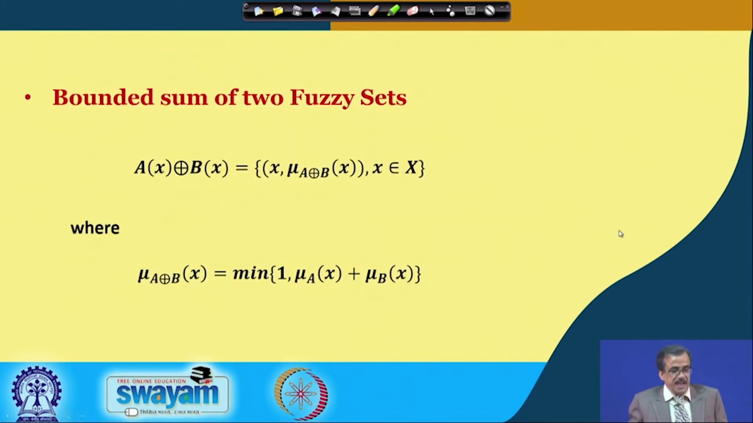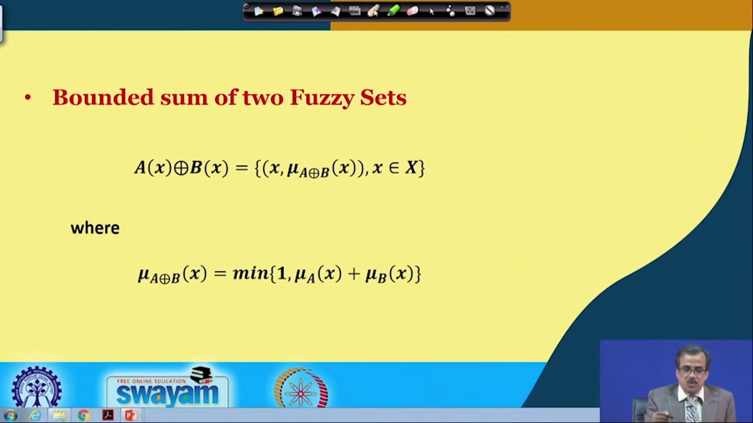Now, the next operation is known as the bounded sum of two fuzzy sets. Once again, I have got two fuzzy sets like A(x) and B(x). They are defined in the same universe of discourse, that x belongs to capital X, and I will have to find out A(x) bounded sum. So, this is the symbol for the bounded sum.